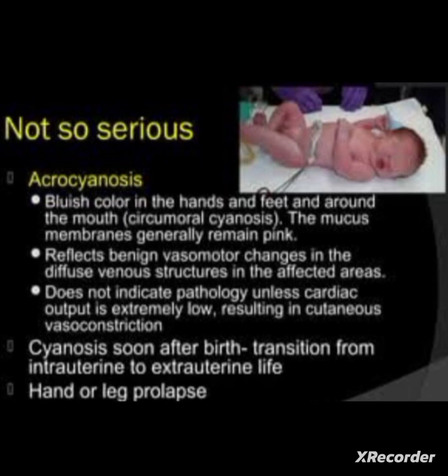And one more condition is acrocyanosis, which occurs in the newborn after birth. During the transition from intrauterine to extrauterine life, some time is needed to adjust. So as part of this process, acrocyanosis occurs. Here mainly vasomotor changes occur, with bluish discoloration in the hands, feet and around the mouth.